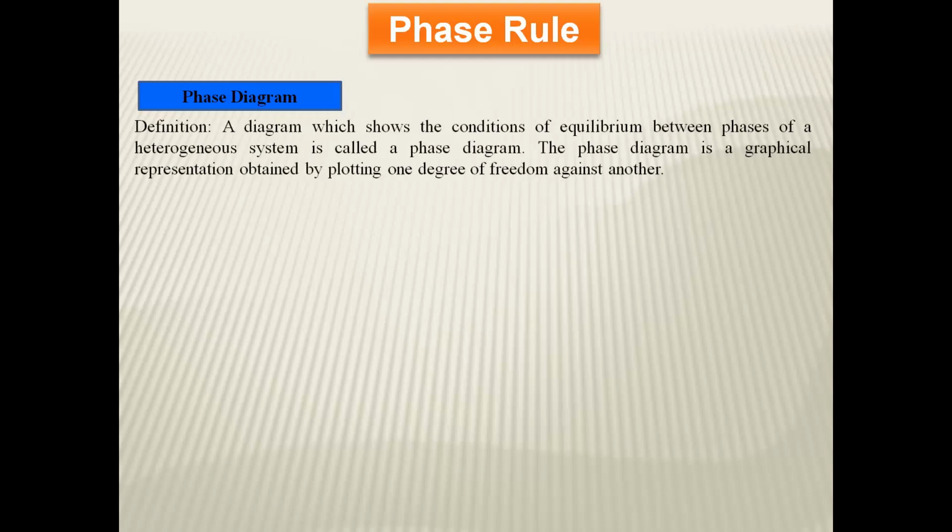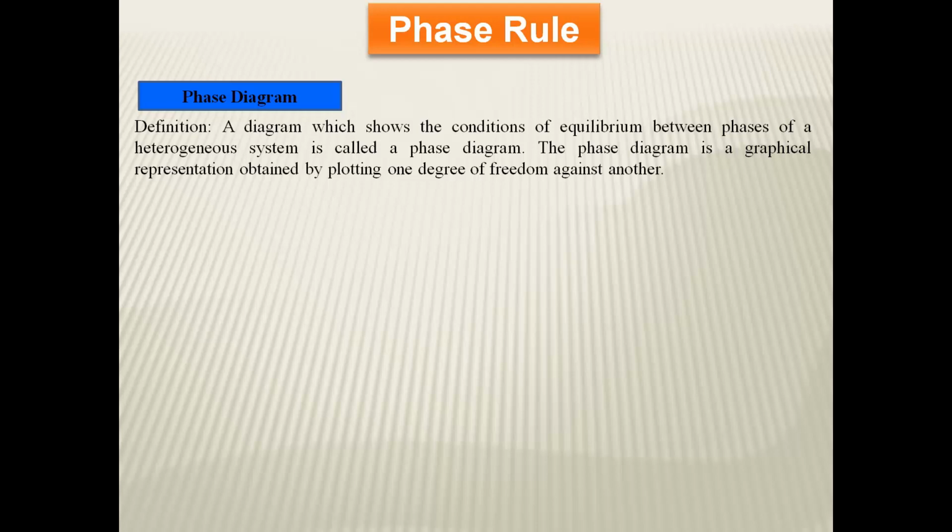Now, coming to the actual definition of the phase diagram, the phase diagram is a diagram that shows the conditions of equilibrium between phases of a heterogeneous system. That is, it gives the conditions under which the different phases of the heterogeneous system can be present in equilibrium. In the previous video, we had already discussed what we mean by heterogeneous system and how we differentiate it from the homogeneous system. And what is a phase we had already discussed in detail.